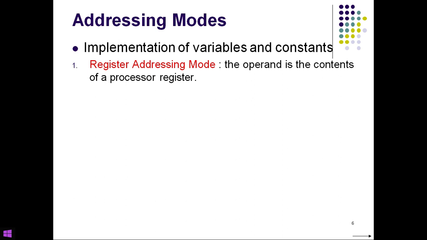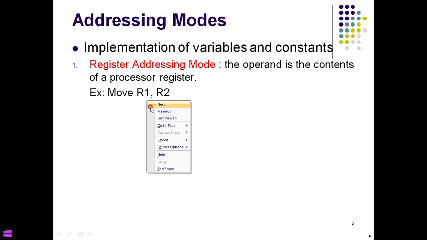Say for example, I have taken a small example. I want to move the contents of R1 into the contents of R2. If I want to move the contents of R1, friends, I am telling you it is the contents of R1. It means that R1 has some value, say 5.